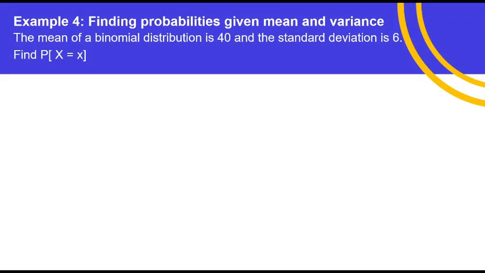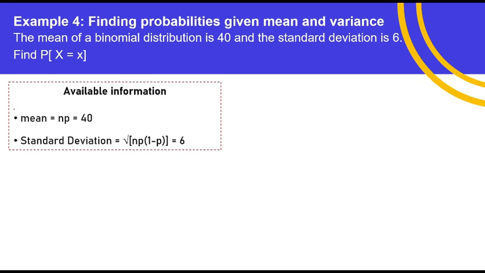Now let us look at another example. Here we have the mean and standard deviation and we are asked to compute the probabilities. So we have the mean of the binomial distribution as 40, standard deviation is 6. Be careful, not variance, standard deviation. Find the probability of X equal to x. So how to proceed? First, mean is 40. What is mean? Mean is NP. And what is standard deviation? Don't forget to put the square root: square root of NP into 1 minus p is 6.